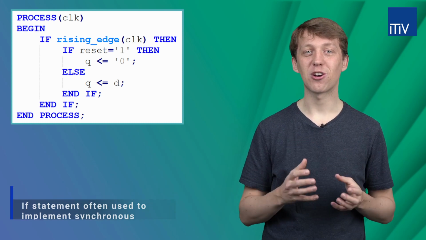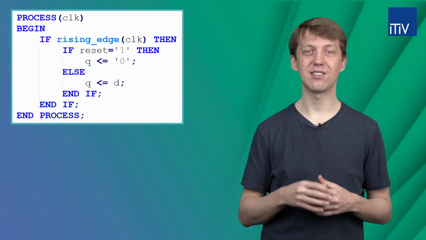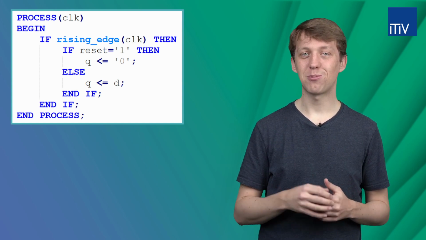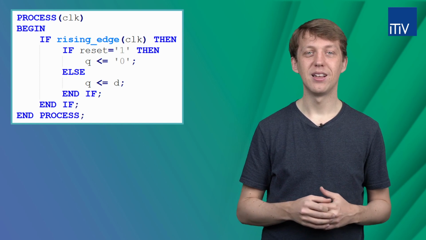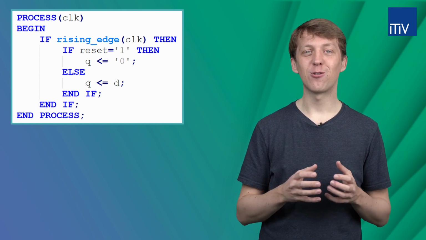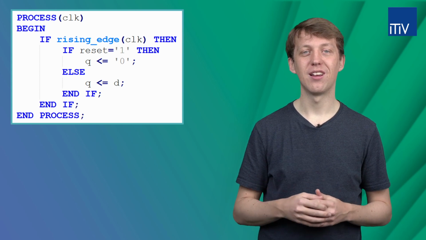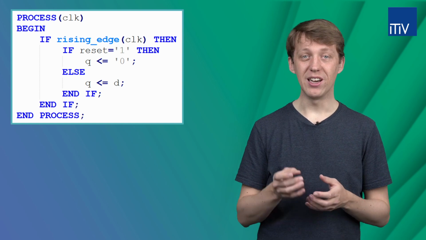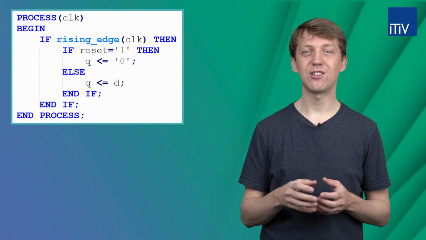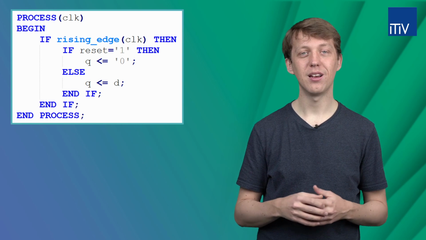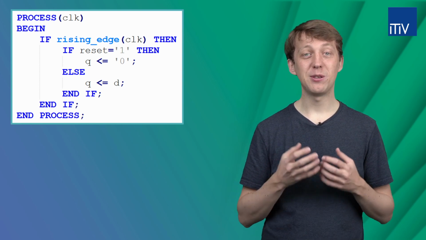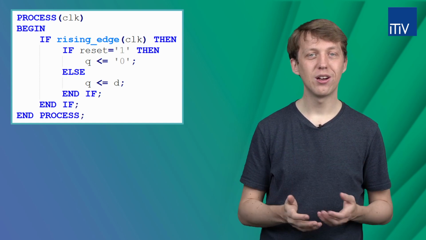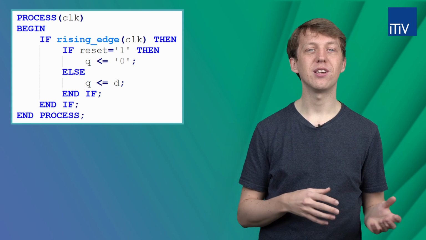A synchronous block only uses the clock inside the sensitivity list, so only events on this signal trigger the process execution. In the next step, we check for the rising edge of the clock. This means that we only want to execute sequential statements directly after the rising edge of the clock signal. Afterwards, in case a reset is requested, 0 is assigned to the output signal Q, otherwise the signal value of D is assigned to Q.